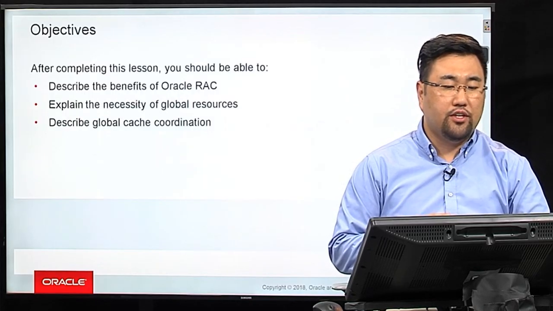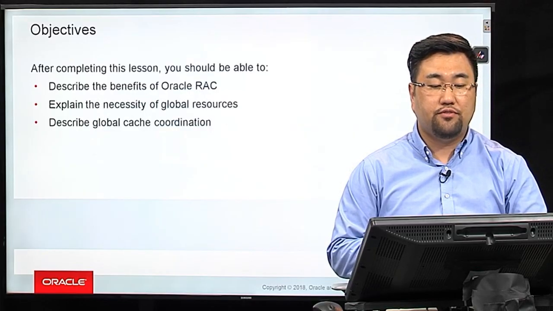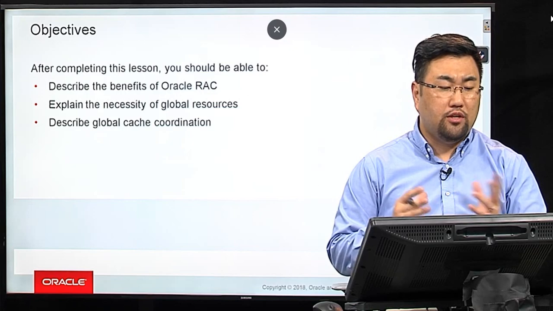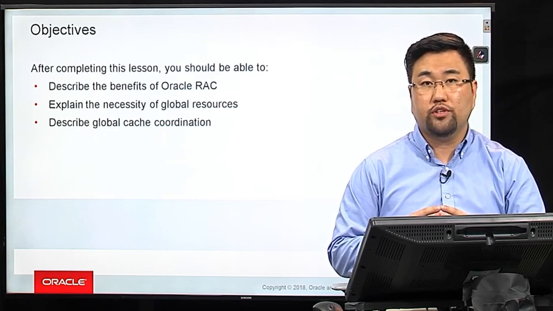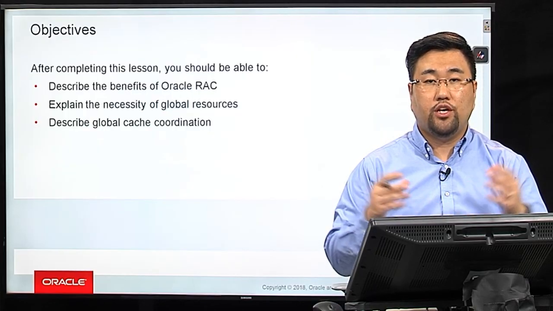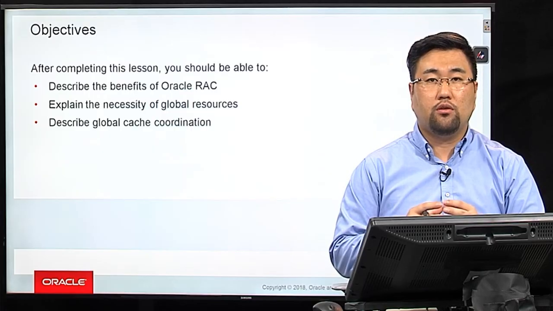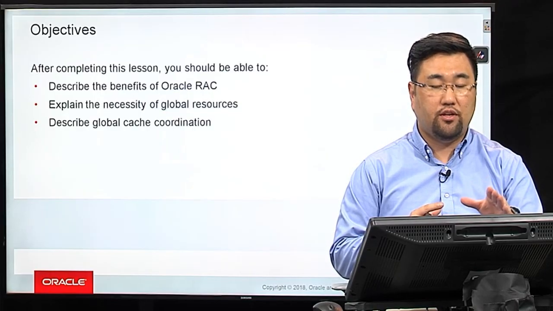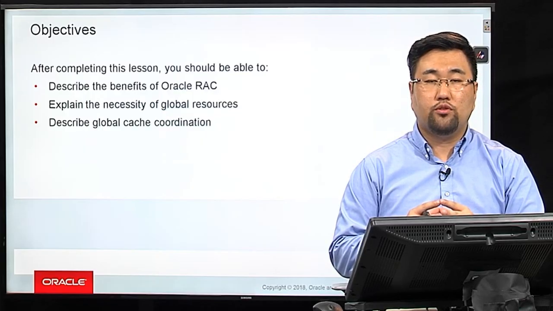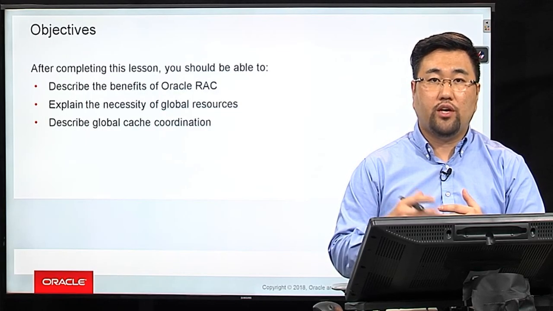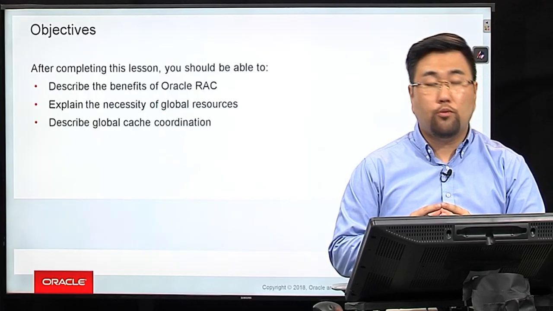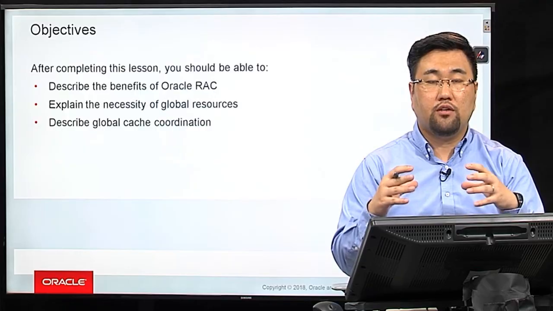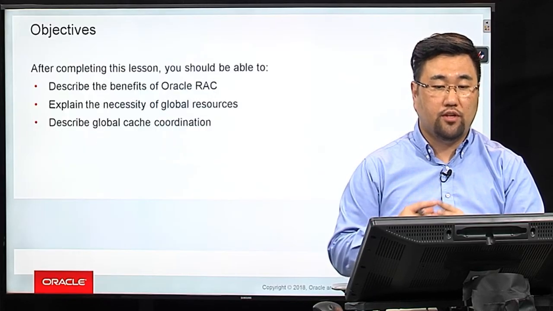Okay, so after completing this lesson, you should be able to describe benefits of Oracle RAC. Okay, there are many benefits. And explain the importance of global resources. Behind the scenes, to keep integrity of a RAC database, we use internal resource management that is called global resource management. So we will have to discuss a little bit about this area. And in lesson 7, we have a global resource management lesson, and in that lesson, I will get into more detail. And also describe global cache coordination, how your memory structures are grouped together, keeping a consistent image of the data. And that's another thing we have to discuss.